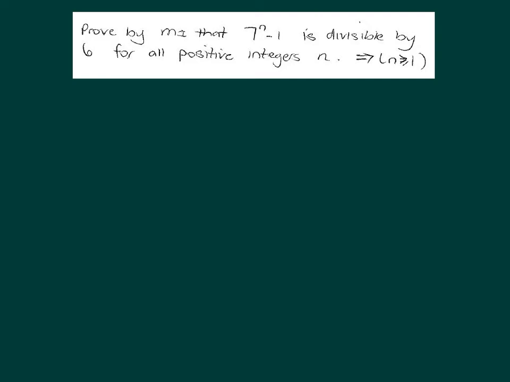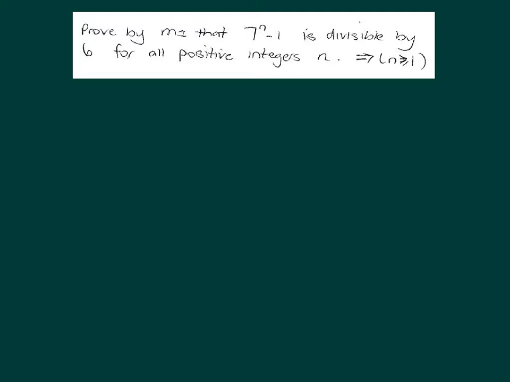The second type of mathematical induction questions are these divisibility ones. So just reading the question, prove by MI, mathematical induction, that 7 to the n minus 1 is divisible by 6 for all positive integers. And again, there's that condition, n is greater than or equal to 1. Just be careful, sometimes n starts at 2 or goes higher, particularly for these ones. Okie dokie, so what do we do?